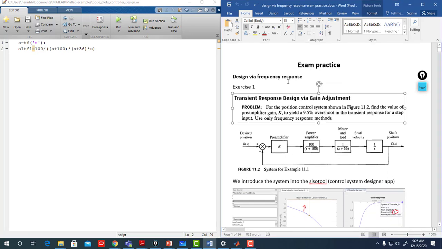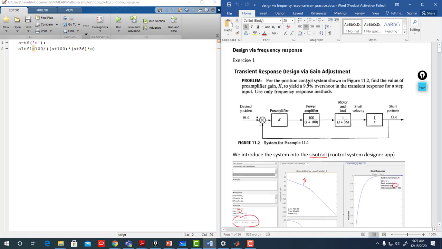Our first exercise we'll practice is this one. For the position control system shown in this figure below, position control, so shaft position here, and here is your desired position. Find the value of pre-amplifier gain K. You need to find K to yield a 9.5 overshoot. So you have a 9.5 overshoot in the transient response for step input.